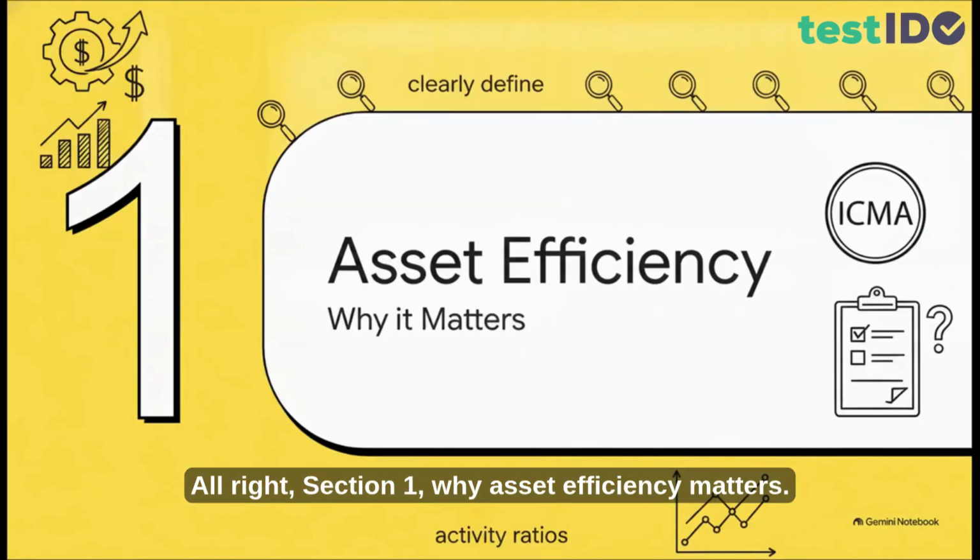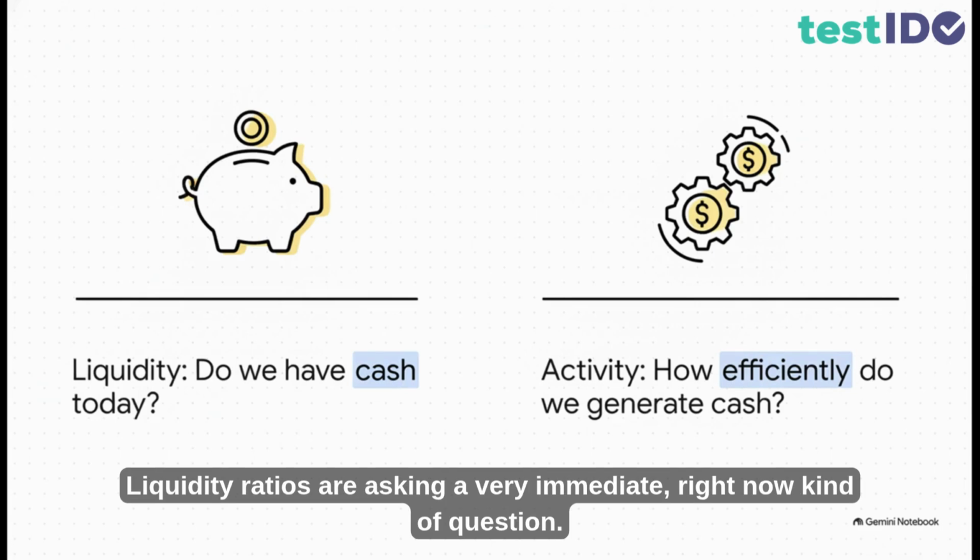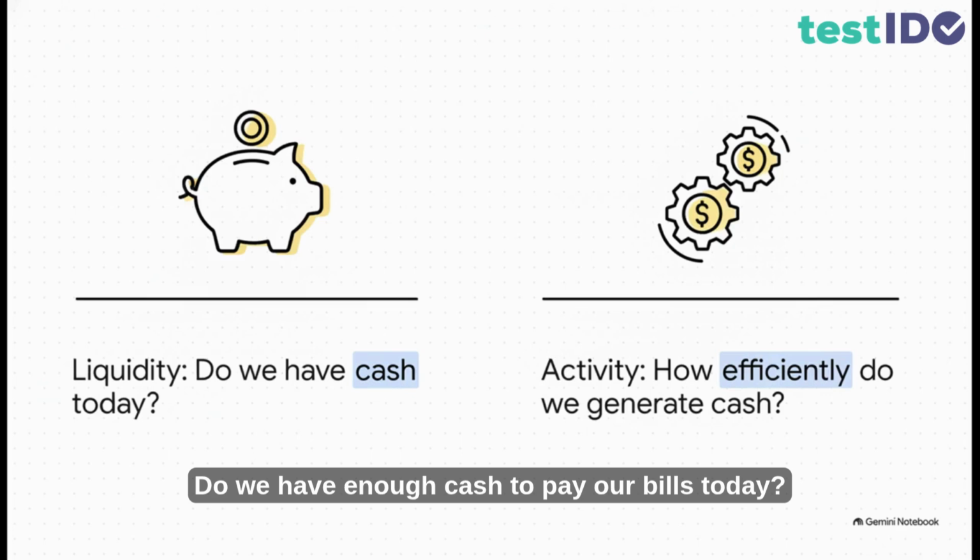All right, Section 1, Why Asset Efficiency Matters. Now let's keep this super simple and draw a really sharp contrast right off the bat. We've got liquidity ratios on one side and activity ratios on the other. Liquidity ratios are asking a very immediate, right now kind of question. Do we have enough cash to pay our bills today? It's basically a snapshot of survival.